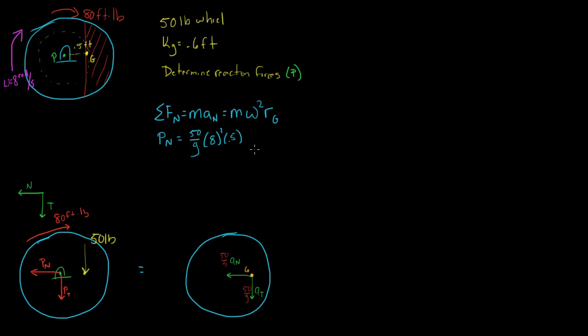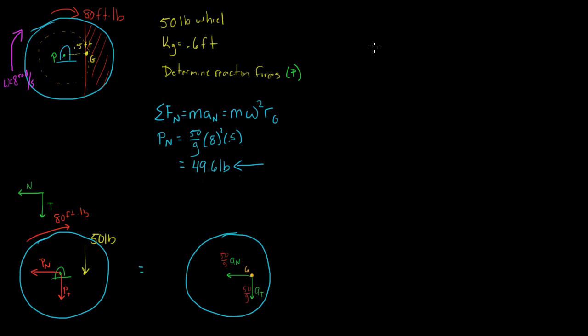So if I perform this calculation, I'm going to get my normal force is equal to 49.6 pounds. And since it's positive, it means it's pointing in the direction I drew it on my free body diagram. So let's look at the forces in my tangential direction.